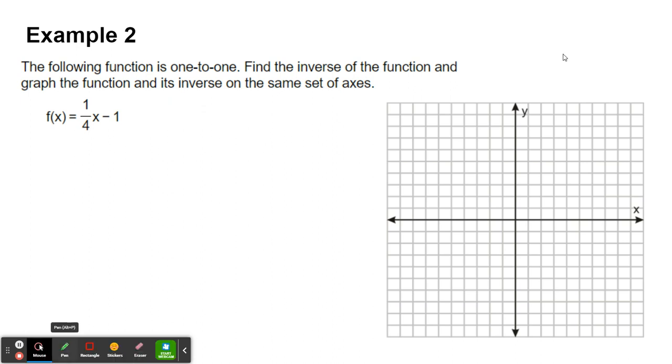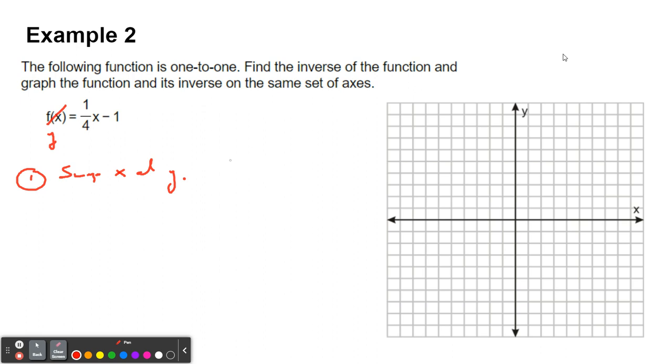Okay, number 2. So it says the following function is 1 to 1. Find the inverse of the function and graph the function and its inverse on the same set of axes. So let's first find the inverse. So let's take a look what we're going to do. So very first thing we're going to do is cross off f of x, put y. Okay, so number one, just like our table of values say, we're going to swap x and y. So we're going to swap x and y.